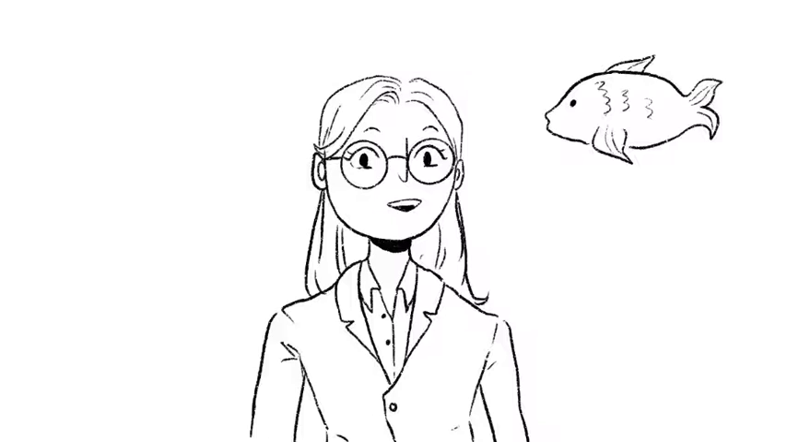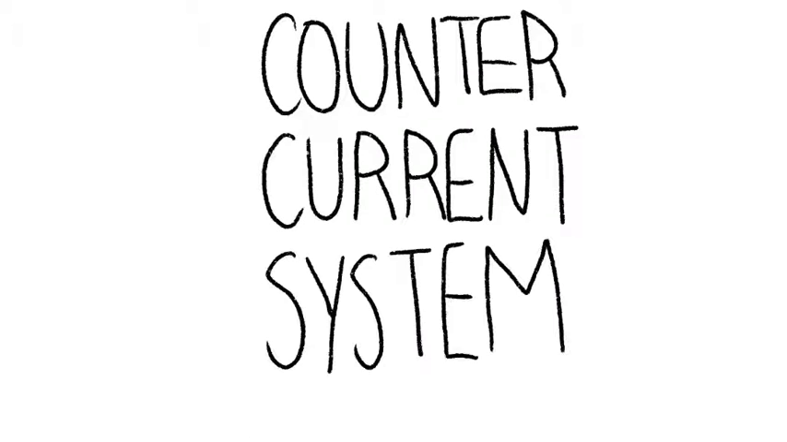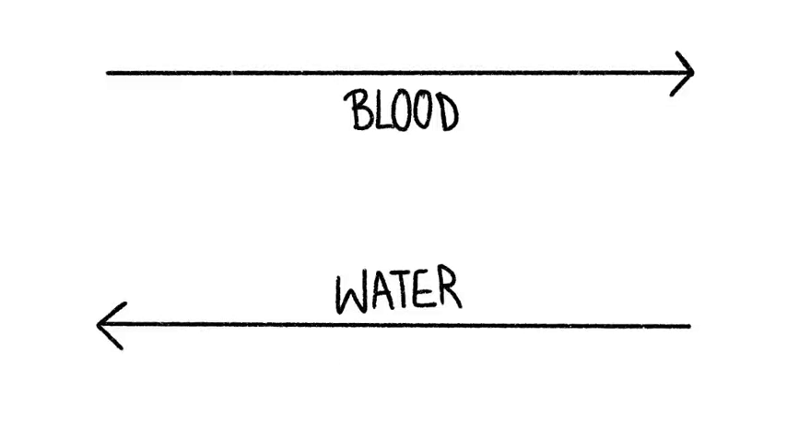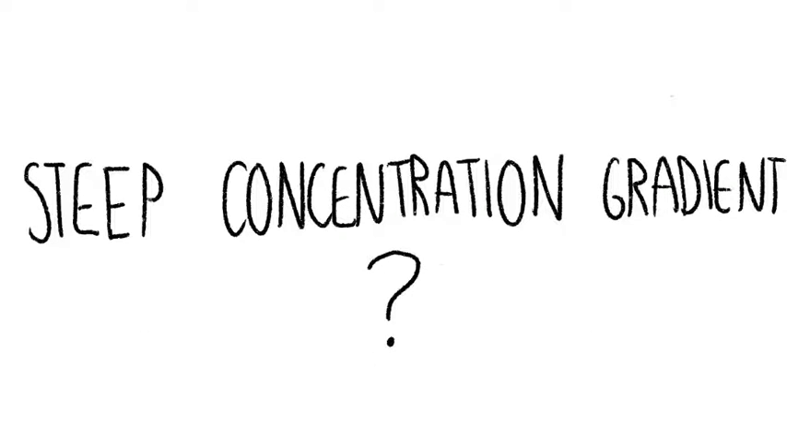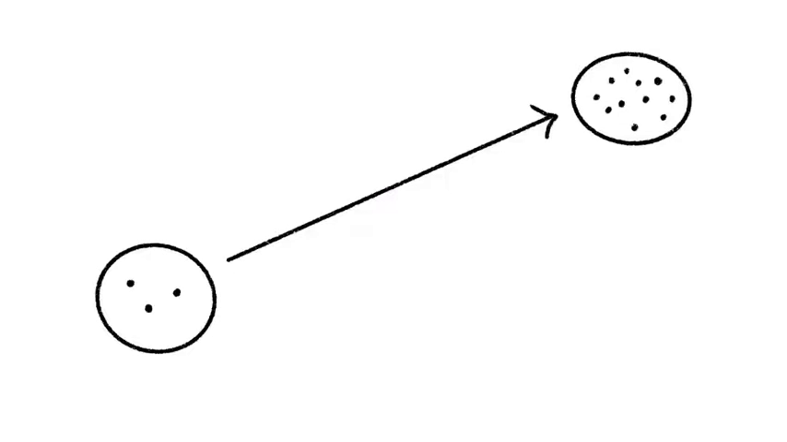A couple of keywords and phrases to get us kick-started or caught up. Countercurrent system, which is today's major focal point, but very simplistically it's blood flowing in one direction and water flowing in the opposite to keep up a steep concentration gradient. What is a concentration gradient? It's the difference in concentration between two areas.